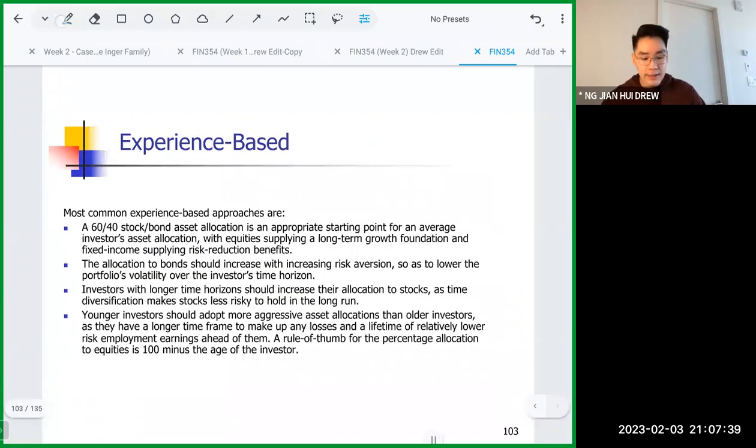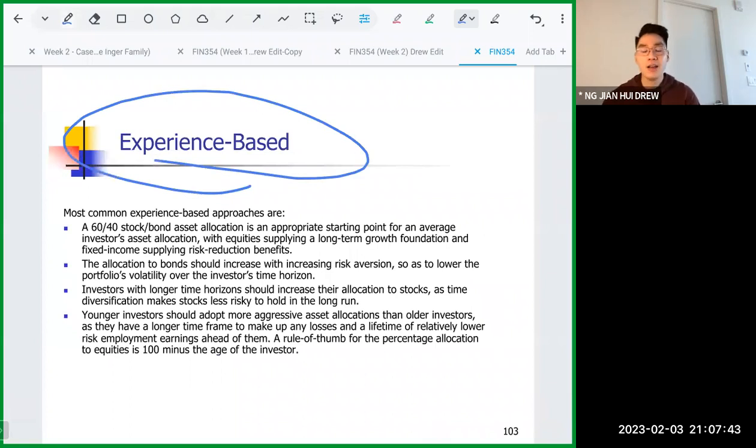Okay, the next approach is simply experience-based. Meaning you are an experienced fund manager, you know your stuff, you know what to do, and you have market benchmarks. So for example, we do a 60-40. I think some of you might have heard it. If you have done other courses, you should know a 60-40 allocation.